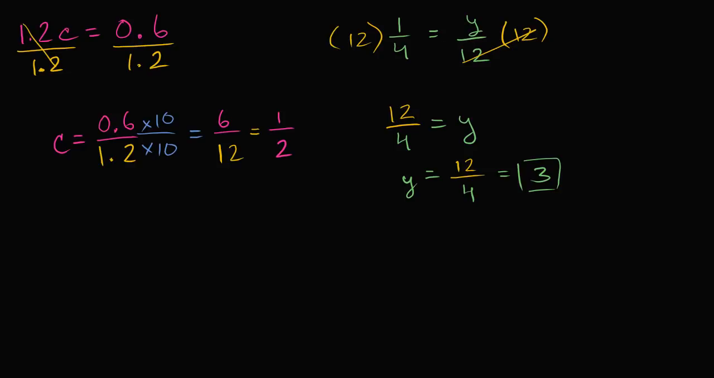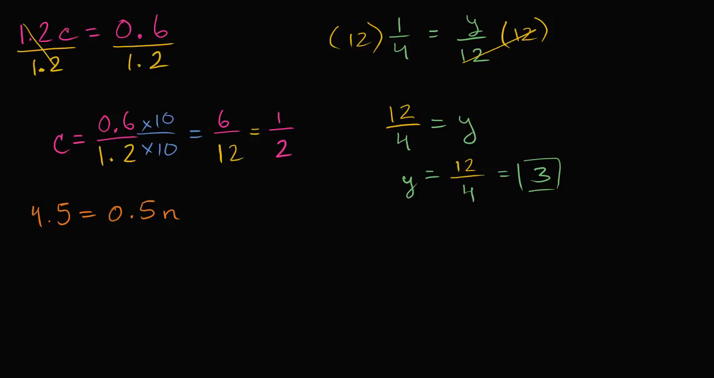Let's do another one. Can't stop. 4.5 is equal to 0.5n. So like always, I have my n already on the right-hand side, but it's being multiplied by 0.5. It would be great if it was just an n. So what can I do?